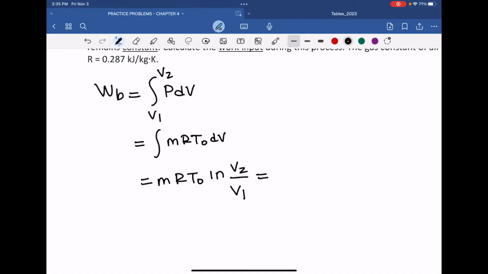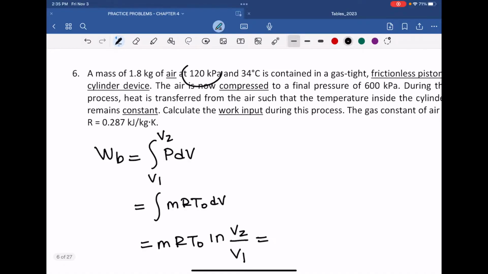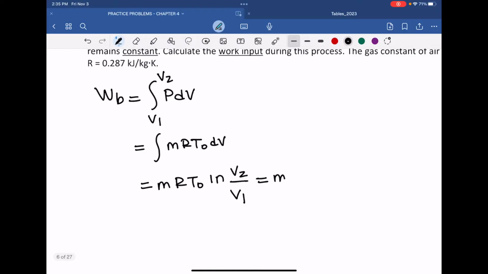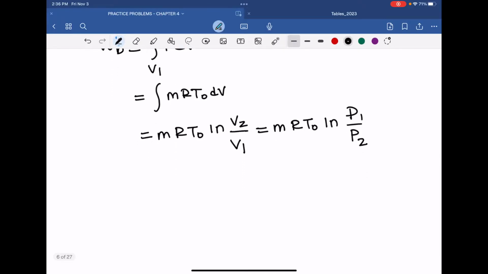And here, since the pressures are given to us, I would just replace this with pressures. Again, go to example 4 to understand why that is. So now all we have to do is put in the numbers to calculate the boundary work getting in, or compression. And the result should be negative, because negative means a compression.